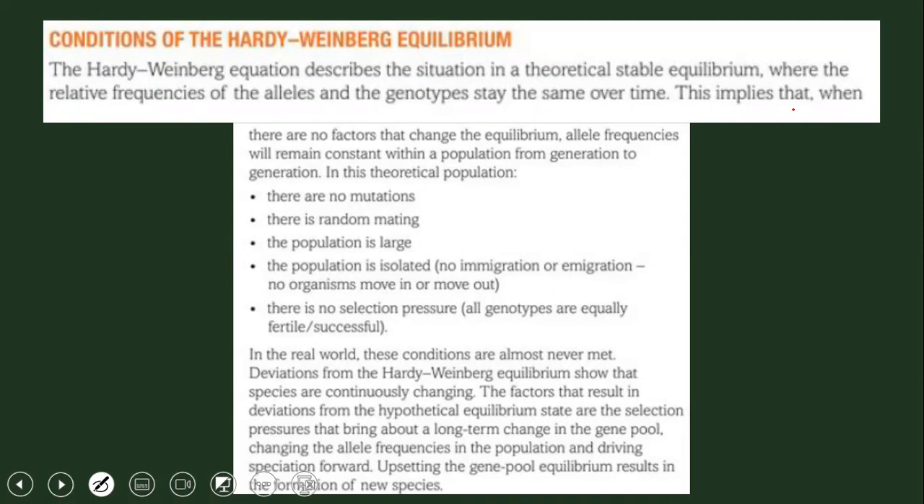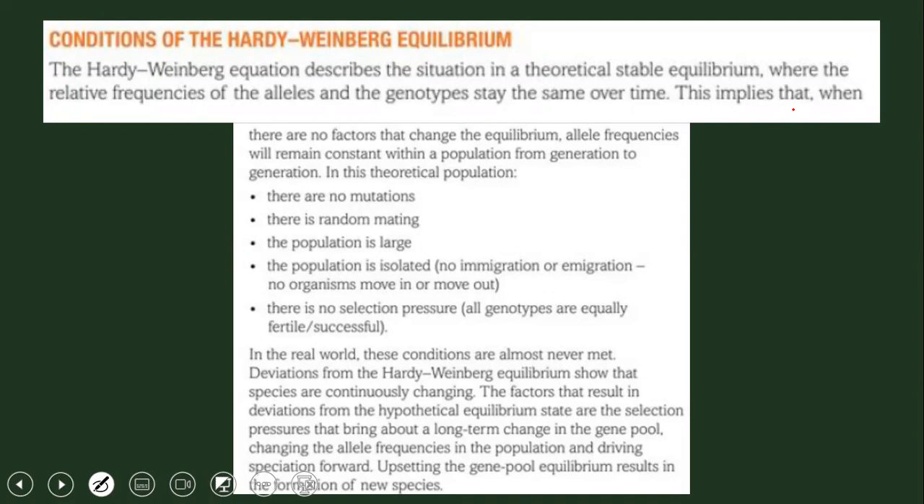But of course, if we talk about our real world, it's not possible for any population to meet all of these conditions. As you know, a population is constantly changing. There will be some selection pressure. The population is going to end up developing some mutations. When you talk about isolation of a population, that can also change. So as a result, the allele frequency over a period of time is generally always changing, right? And upsetting the gene pool equilibrium is what results in the formation of a new species.